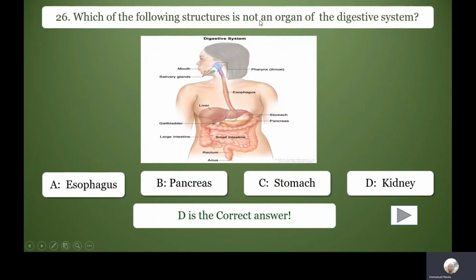Which of the following structures is not an organ of the digestive system? The kidney is not an organ of the digestive system. It is rather an organ of the excretory system or the urinary system.